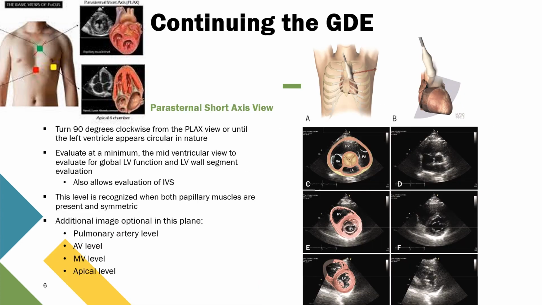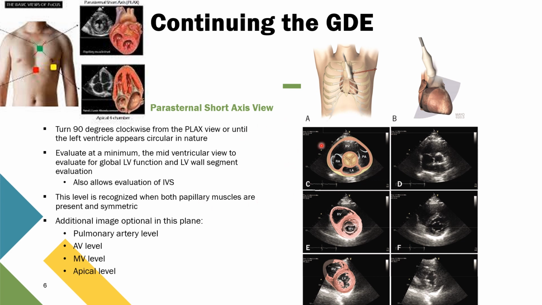The next image you're going to want to obtain, you're going to do at the same window. So you're going to stay in this green region here. What you're going to do is turn your transducer 90 degrees, and as you turn that transducer 90 degrees, you're going to see a parasternal short axis view. Now, in this parasternal short axis view, you're going to take a number of different levels of information.